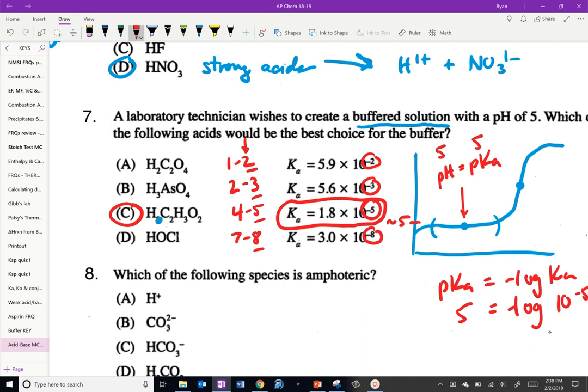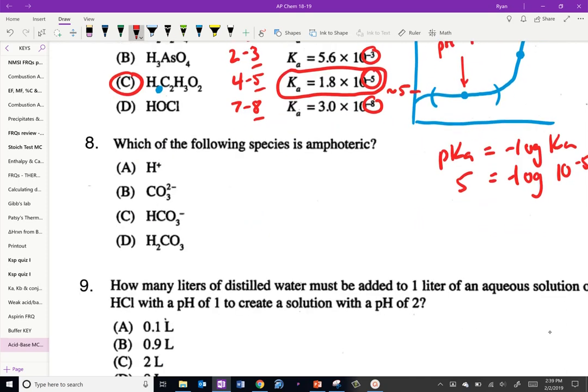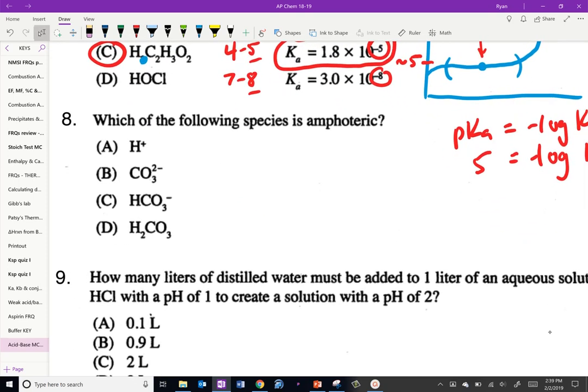So each of those 4, as we apply the inverse log to that Ka value, would give us a pH range approximately as you see here. And the one that we're looking for would be the one that choice C gives us in that 4 to 5 range. Question 8 asks about this term of being amphoteric.